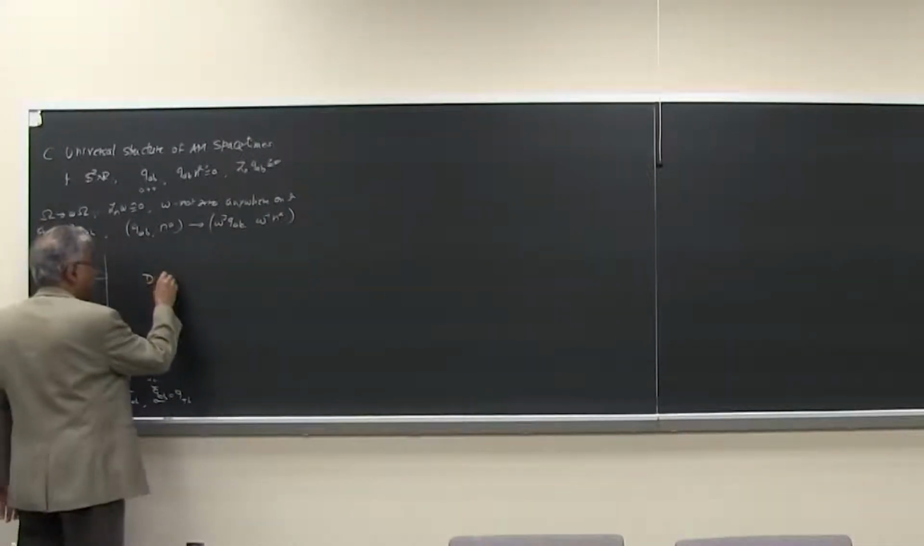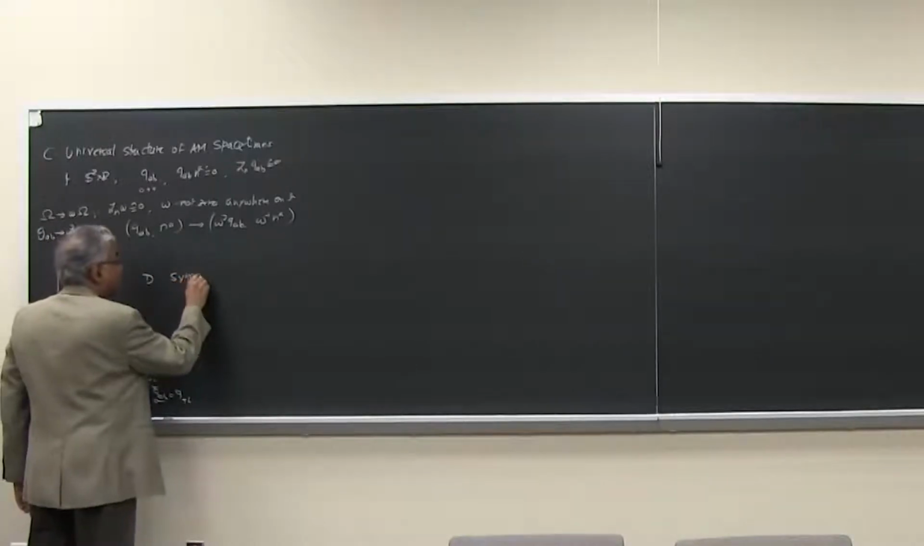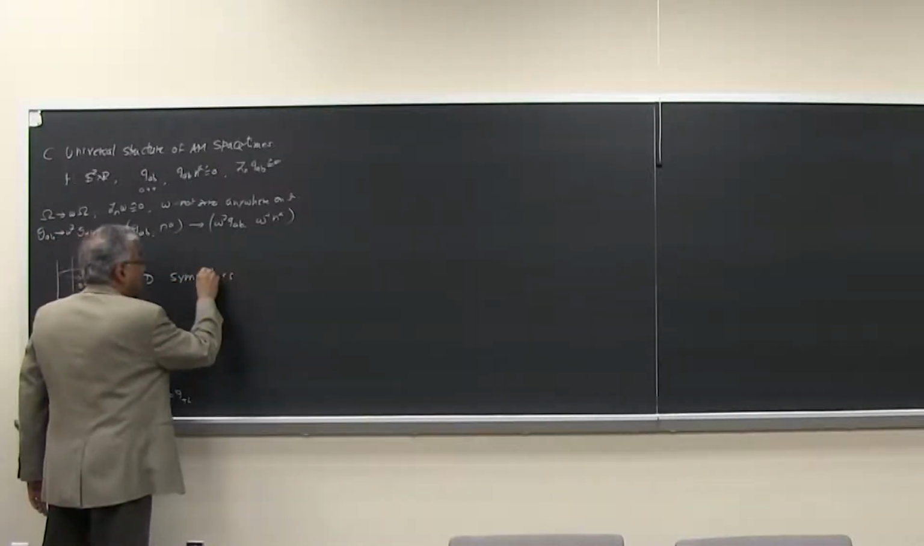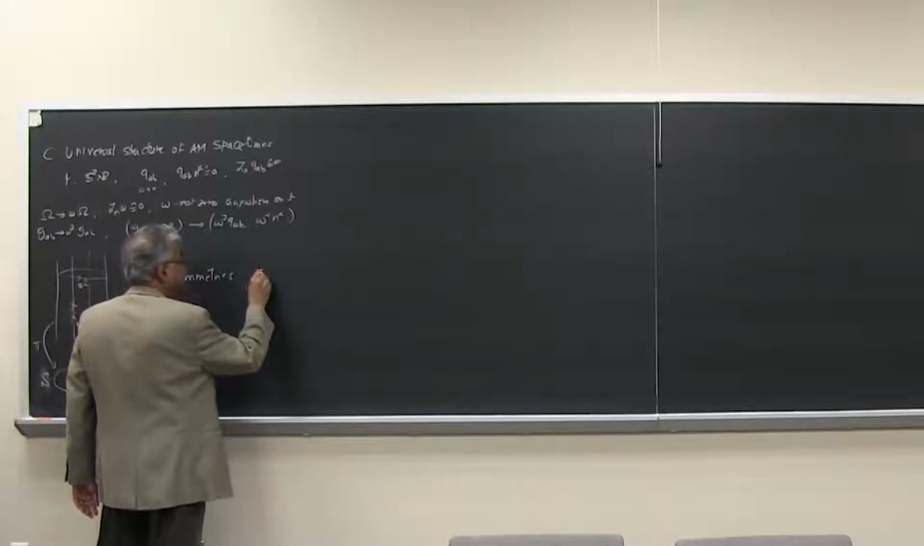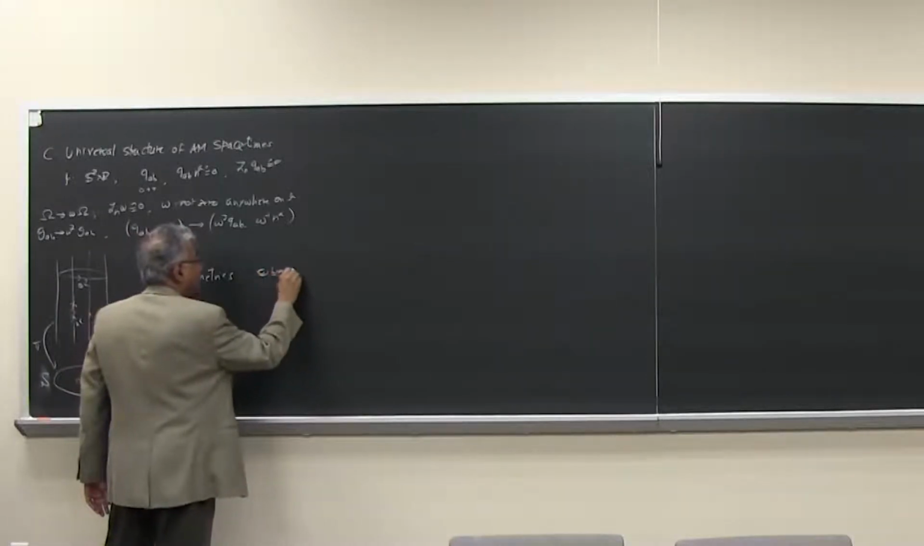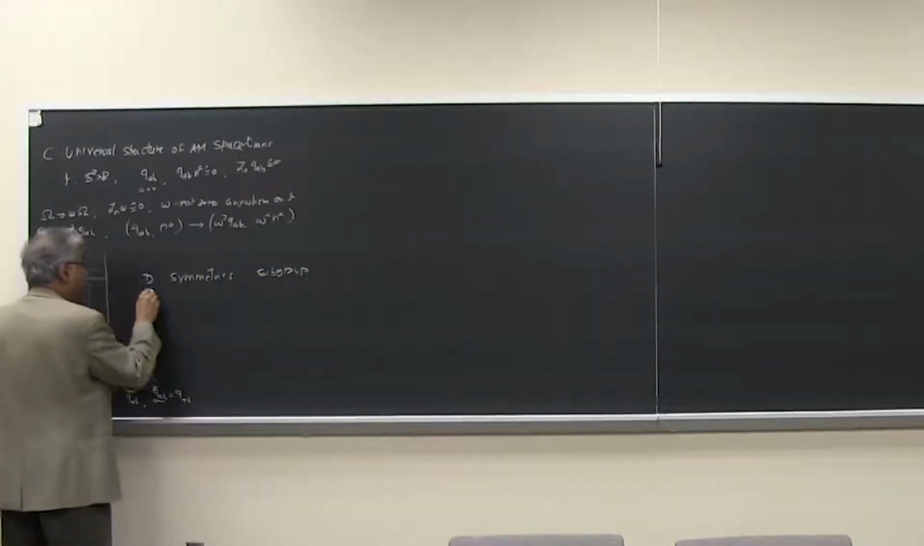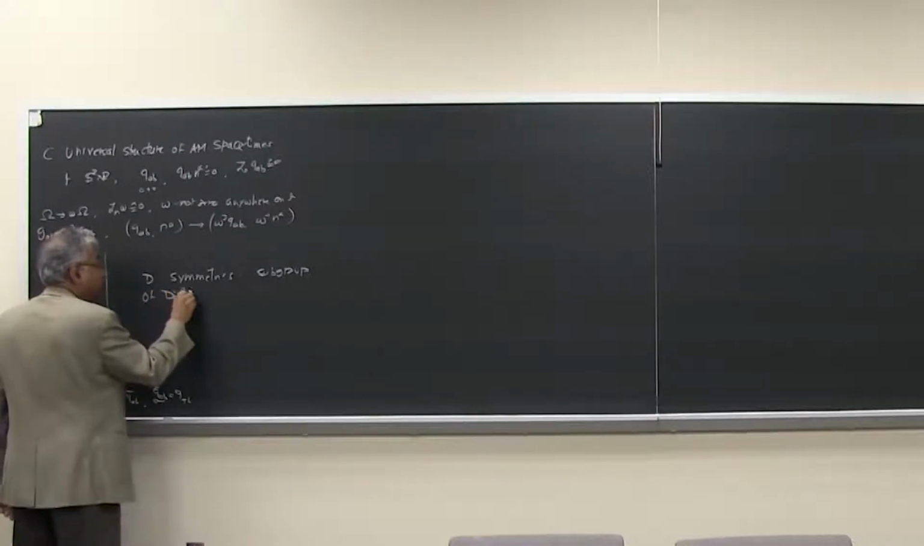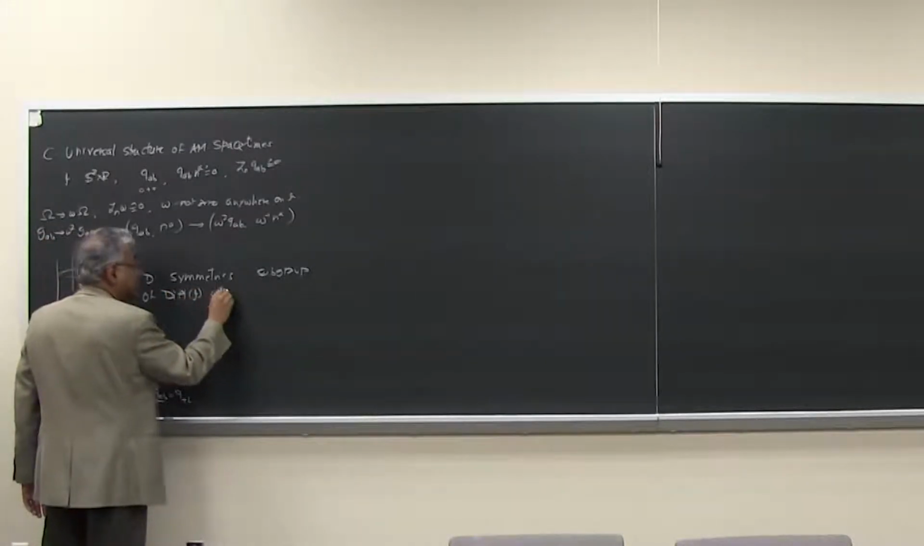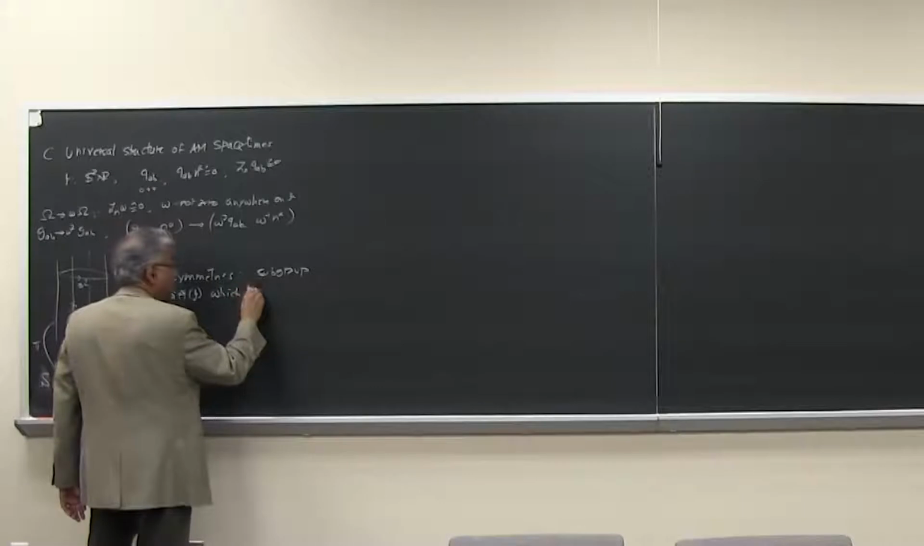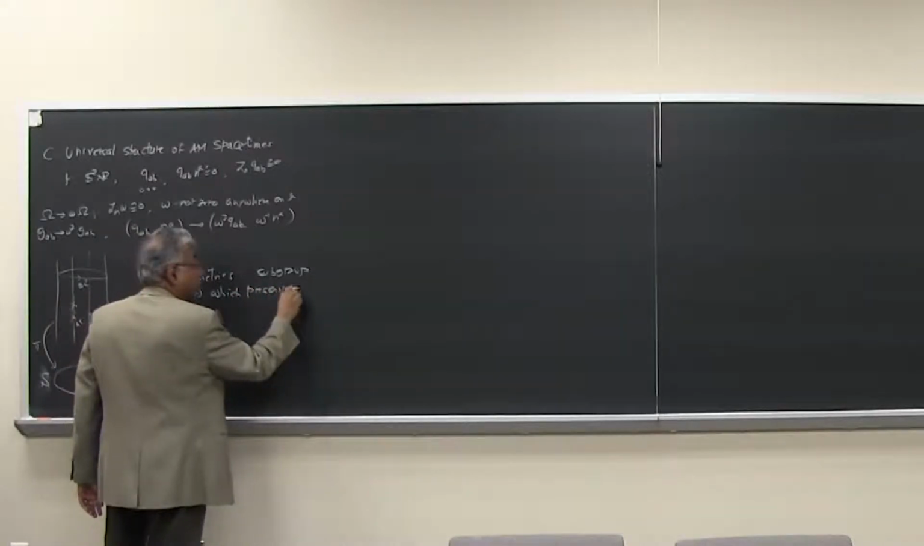And so now we're talking about symmetries. So this is a subgroup of diff Scri, which preserves the universal structure.